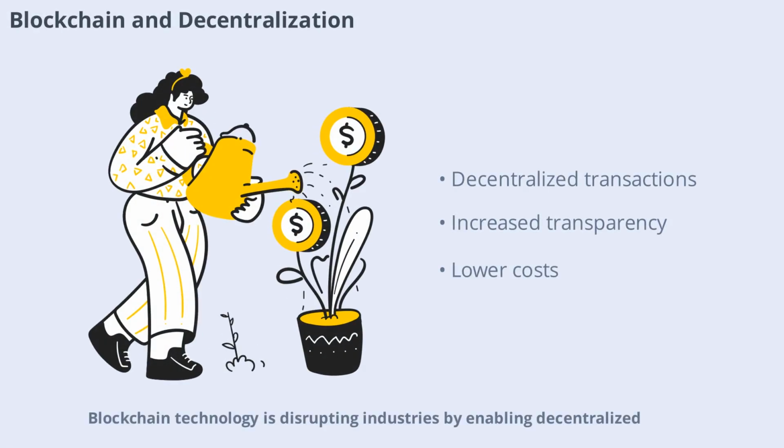Blockchain technology is disrupting industries by enabling decentralized, transparent, and secure transactions. Cryptocurrencies, smart contracts, and decentralized finance (DeFi) are just the beginning. By removing intermediaries, blockchain can lower costs, increase trust, and open up new possibilities for innovation.